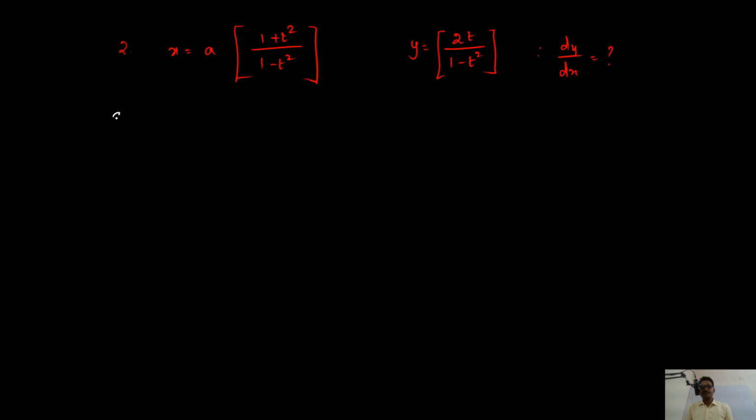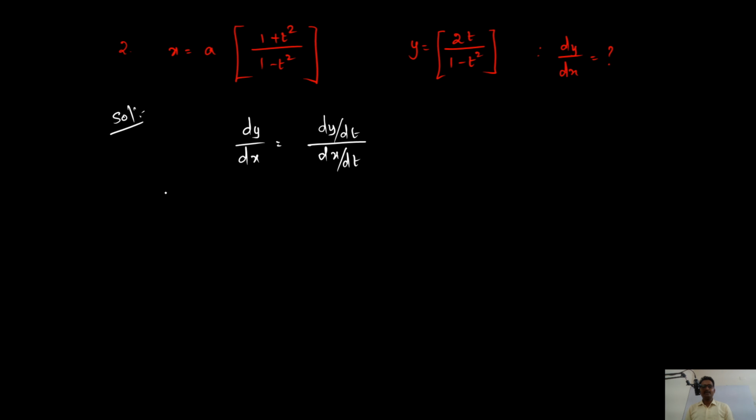Here, if you want to find out dy by dx, directly you cannot find out. Instead, x is represented in terms of t, y is represented in terms of t. t is another variable, it's a parameter. So it's a parametric function. So in this process, we have to find out dy by dt first, then dx by dt. If you divide both, you will be getting dy by dx.